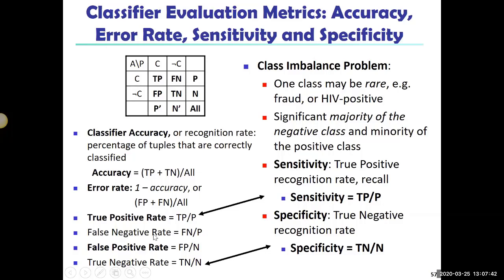False negative rate is defined as, among the truly positive samples, how many are predicted wrong. Accordingly, we can define the false positive rate and the true negative rate. With the false positive rate, we're looking at truly negative things being predicted wrong. True negative rate is, among those negative samples, how many are correctly predicted. And true negative rate is also called specificity.